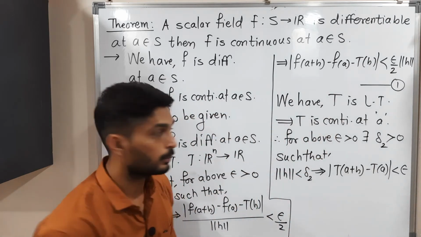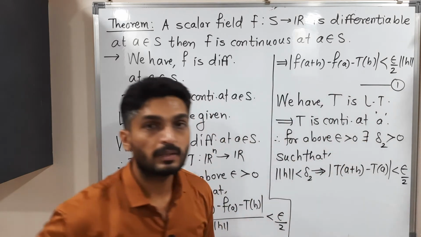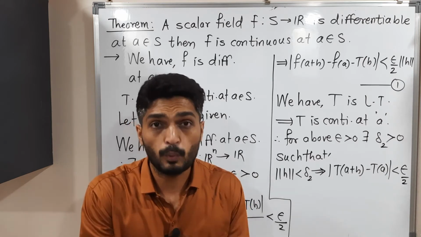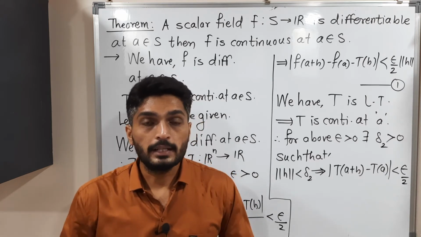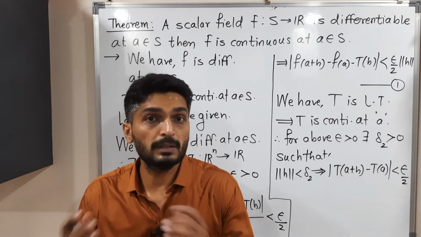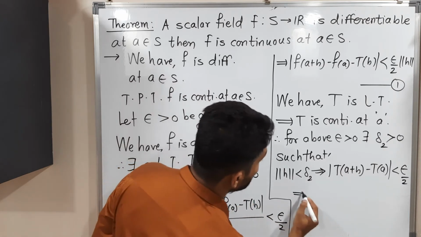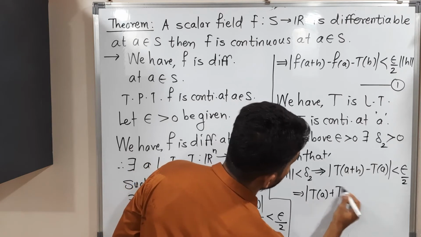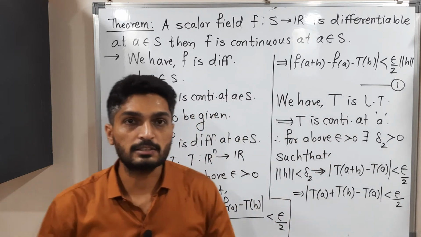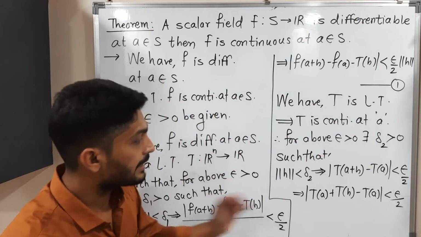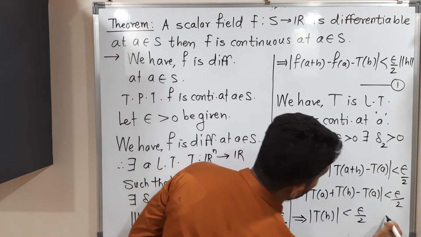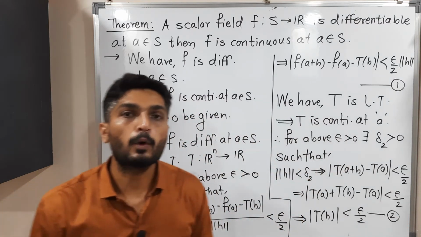Again, an adjustment: instead of epsilon, I will write epsilon by 2. But T is a linear transformation, so you know the property of linear transformation: f of x plus y is equal to f of x plus f of y. That means you can take separate addition. The same thing I can do here: T of a plus h is T of a plus T of h. So this implies mod T of a plus T of h minus T of a is less than epsilon by 2. Can you tell me the next step? Obviously, T of a and T of a cancel each other. So we have mod T of h less than epsilon by 2. This is statement number 2, a very important thing.